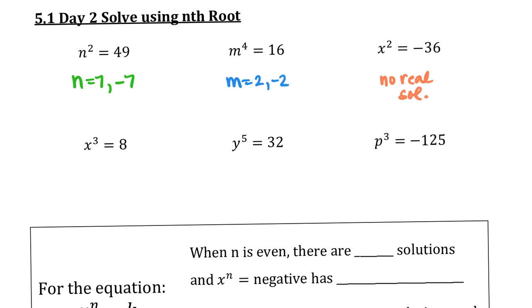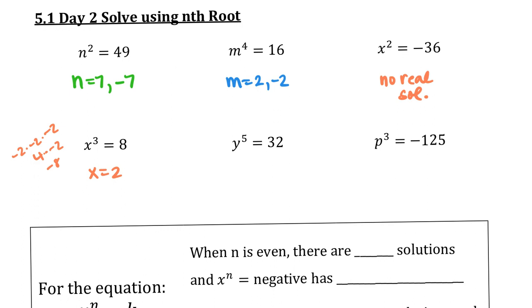Okay, let's look at the second row. The second row has all odd exponents. So if I do x to the third equals 8, what do I get? I get 2. Sure. What about negative 2? Let's check. If I do negative 2 times negative 2 times negative 2, I get 4 times negative 2. If I do 4 times negative 2, I get negative 8. So there's actually only one answer here. It's only x equals 2.